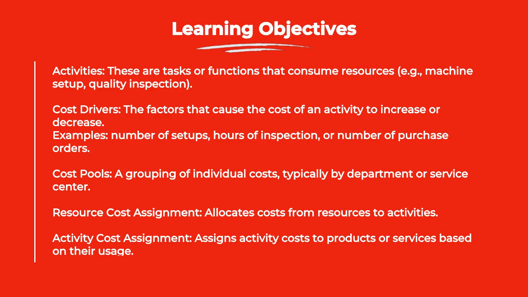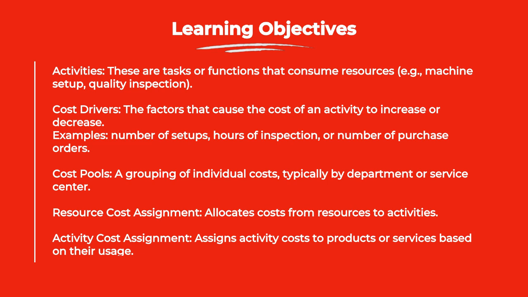Key concepts in ABC. Activities: these are tasks or functions that consume resources, e.g., machine setup, quality inspection. Cost drivers: the factors that cause the cost of an activity to increase or decrease. Examples: number of setups, hours of inspection, or number of purchase orders.